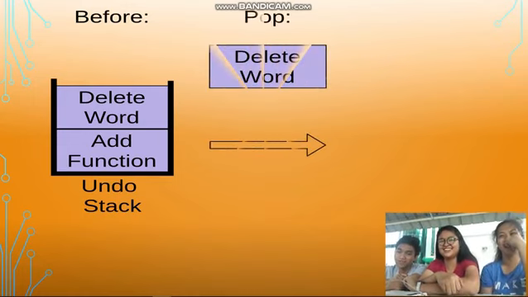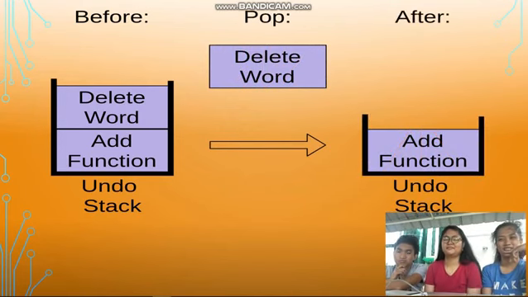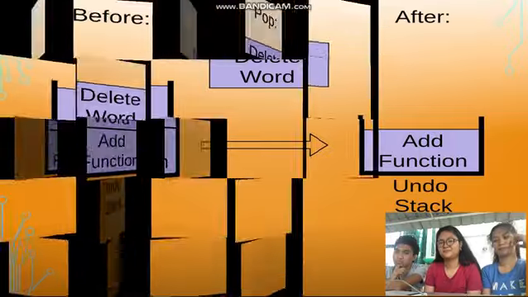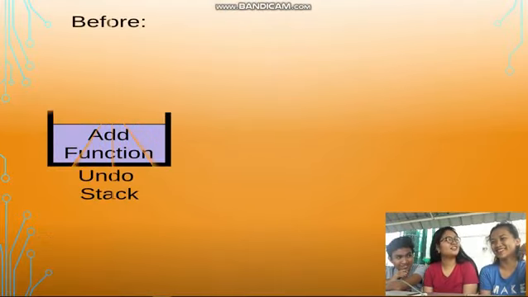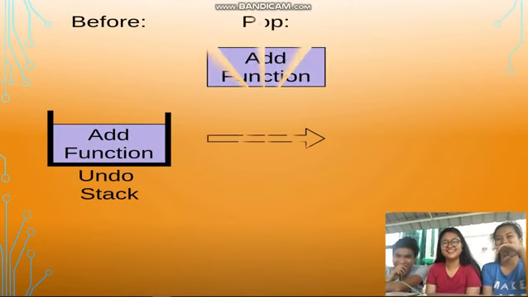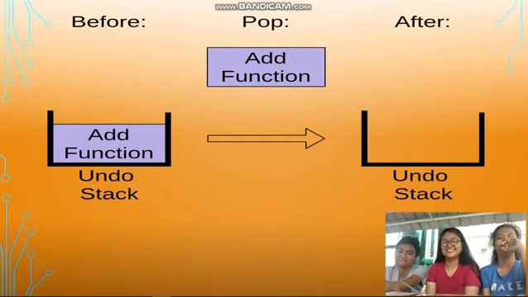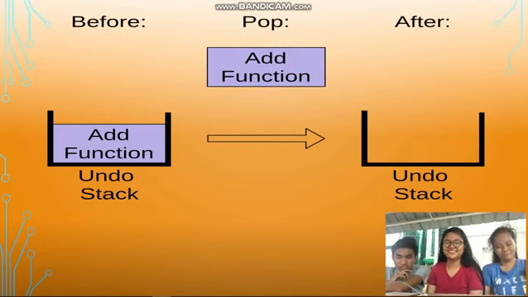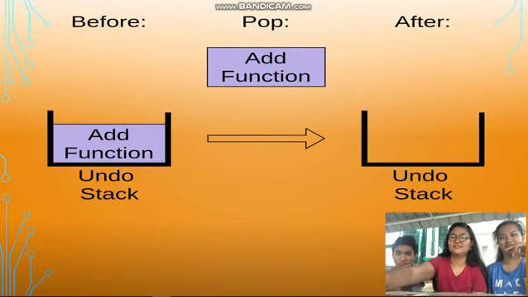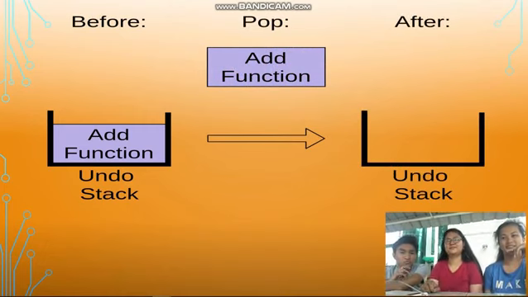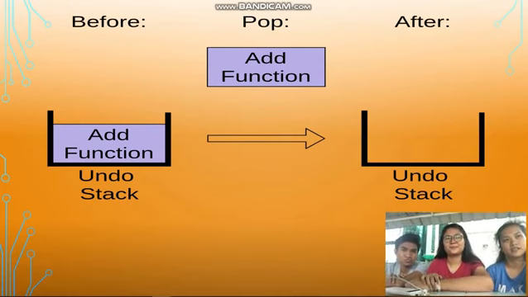When you hit undo again, the next item is popped off the stack. This removes the delete word item, leaving only one operation on the stack. Finally, if you hit undo a third time, then the last item will be popped off the stack. The undo stack is now empty. Hitting undo again after this will have no effect because your undo stack is now empty.